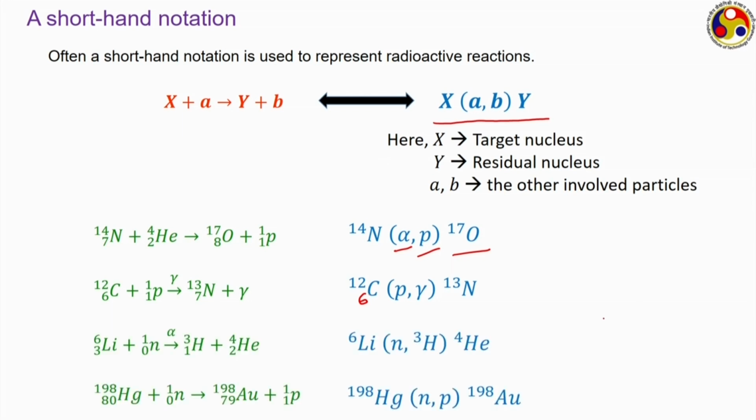This way we can give a few other examples also, like the last one, where we have mercury-198 as the parent and gold-198 as the daughter. We have a neutron as the particle causing this reaction and a proton is being ejected. So, the corresponding shorthand notation is this particular one.